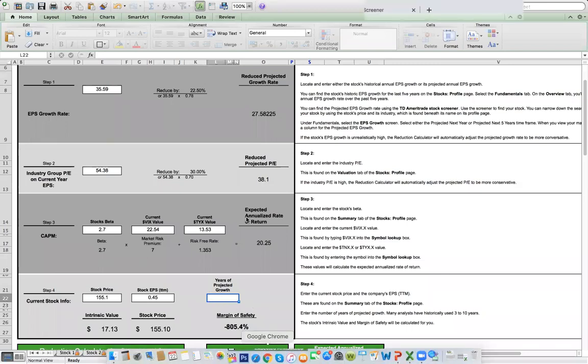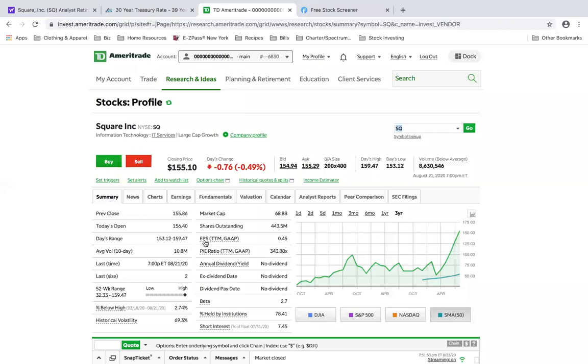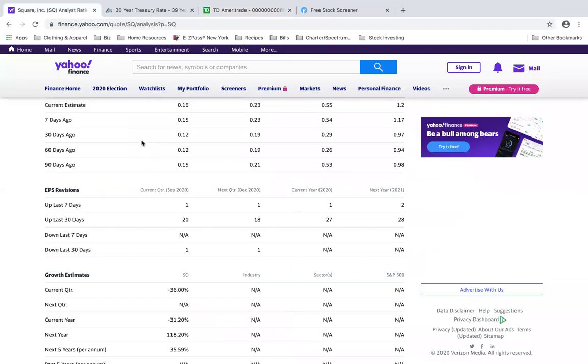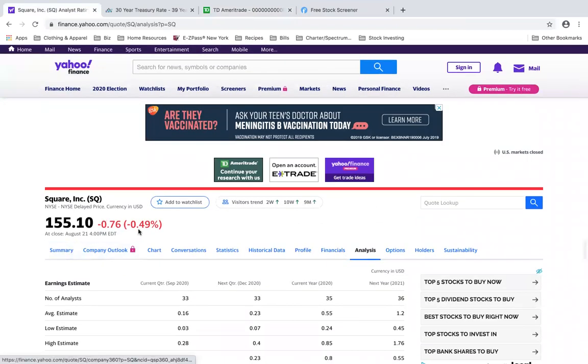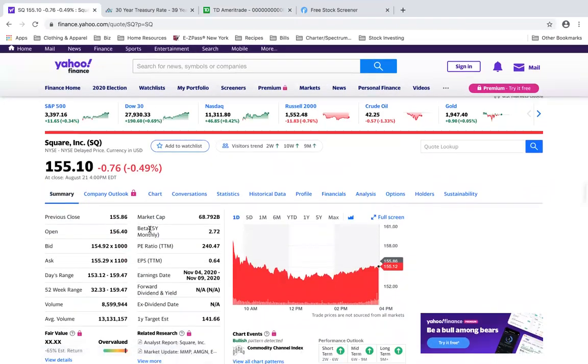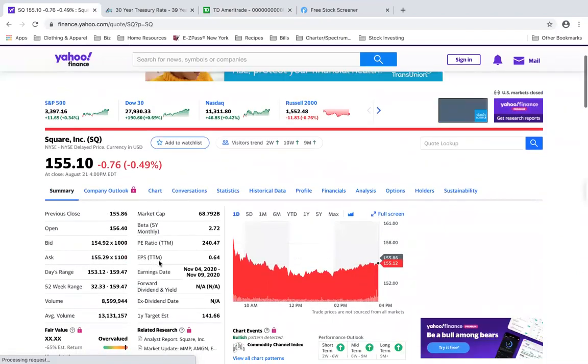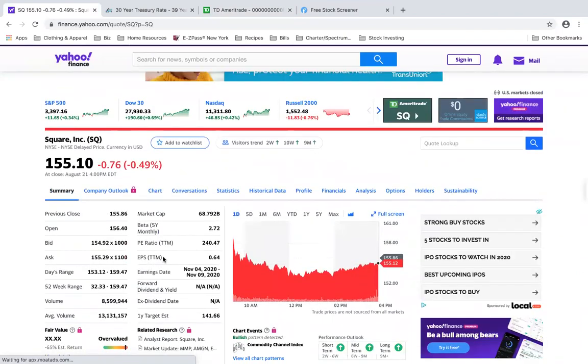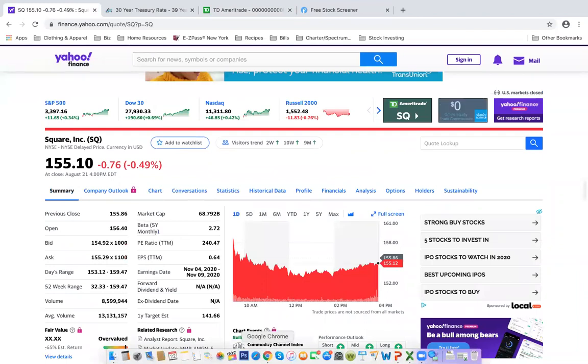Right here on TD Ameritrade is right here. The EPS trailing 12 months GAAP. And on Yahoo Finance, you can probably find it in the summary as well. But they're gonna have two different numbers sometimes. Because one is the, what is GAAP and non-GAAP? Yeah, the GAAP and non-GAAP.